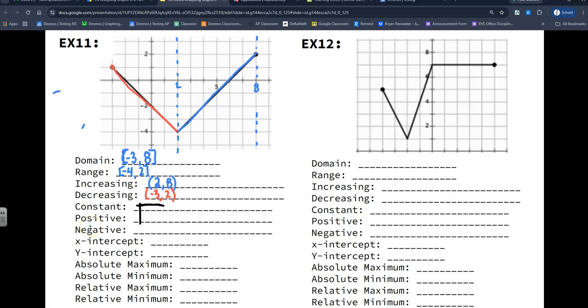Next part's positive. Remind me, what's positive mean? Nope, that's increasing. Above the x-axis. They're really easy to mix up though, positive and increasing. So we're thinking above the x-axis. So I'm going to do green on that part. That's this little piece. And this little piece. So we're going to have two separate sections where the graph is positive.